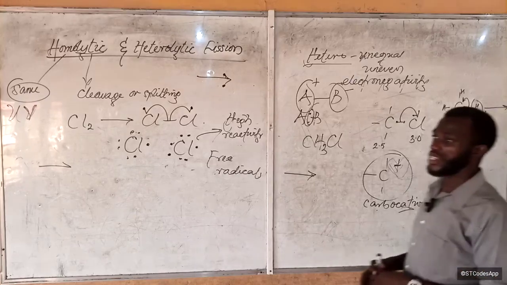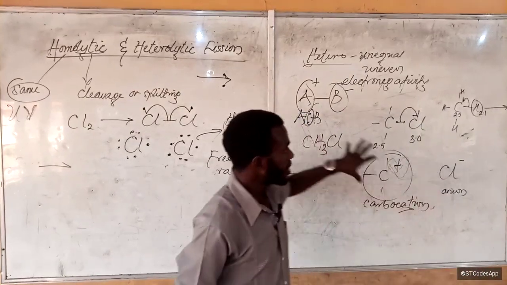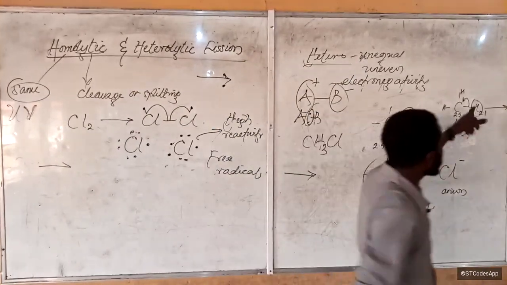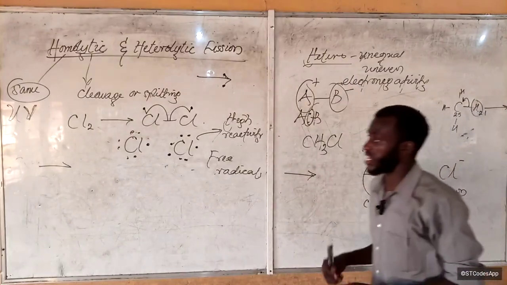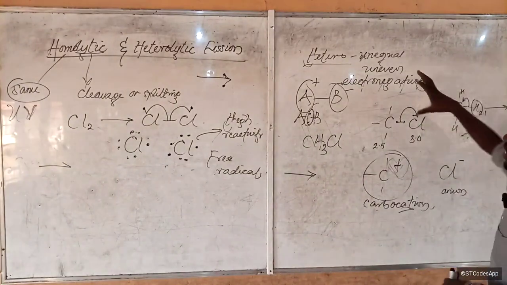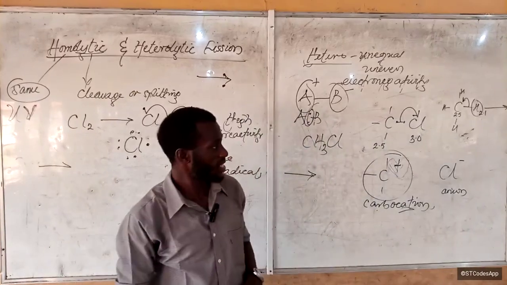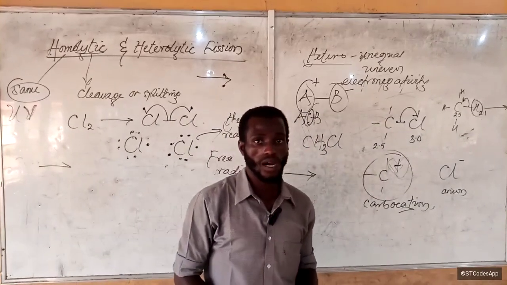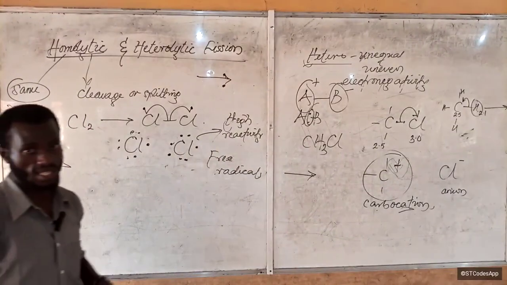And this is the basis of the SN1 and SN2 reactions, where leaving groups and bonds break heterolytically. So if a bond breaks heterolytically, it gives rise to an anion and a cation. Is that okay? All right, so this is basically what heterolytic and homolytic fission is.